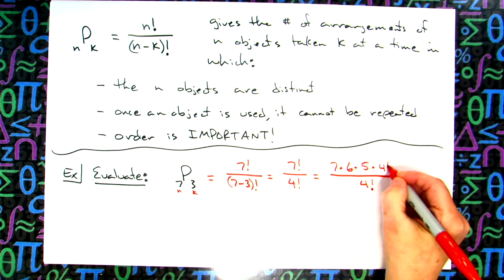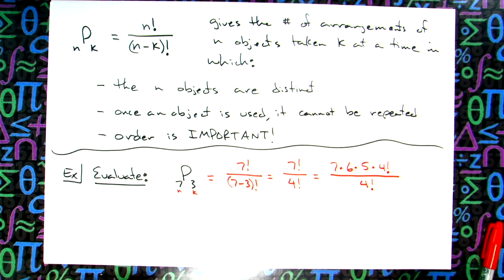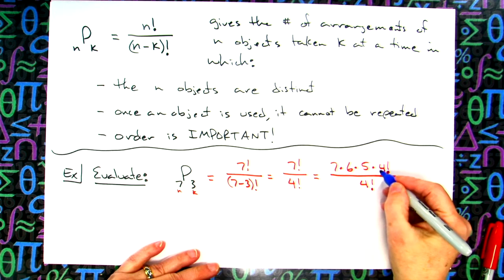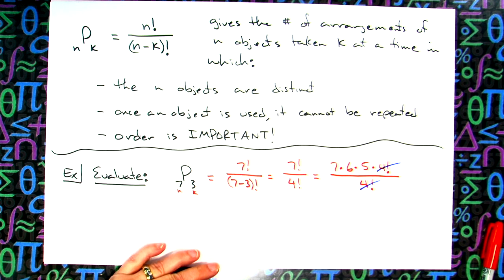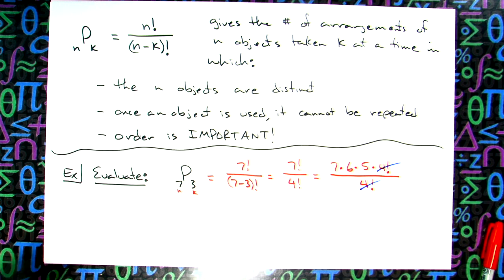I'm going to stop and write the rest of that just as a 4 factorial. Because why? When we have something in the top and we have something in the bottom, we can legally cross it out, right? So 4 factorial and 4 factorial will cross out. And then that makes a little less that you would have to type in a calculator. So all you have to do is 7 times 6 times 5 and you're going to have the overall answer.